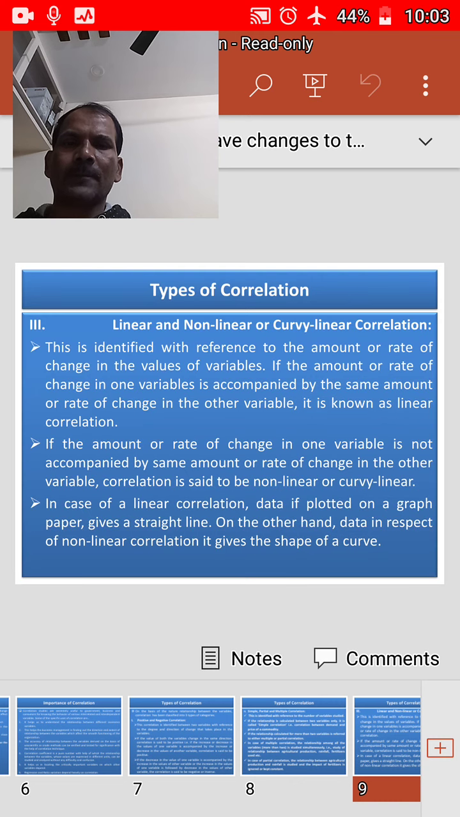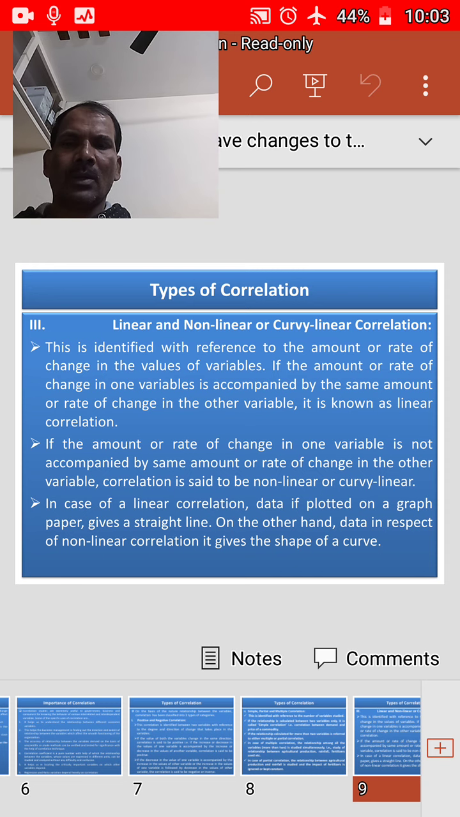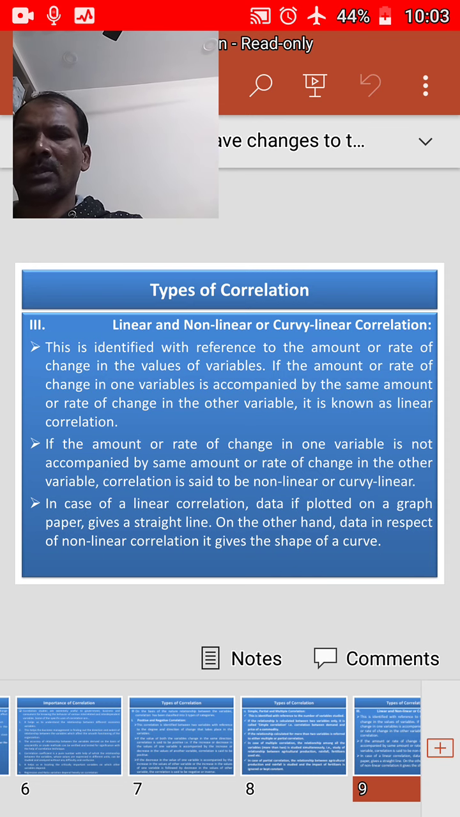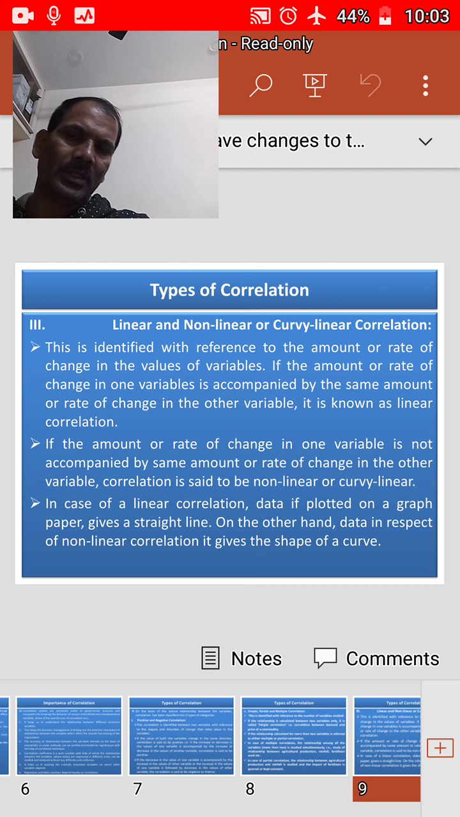Right. Next, the third type of correlation is linear and non-linear, or curvilinear, correlation. Linear and non-linear correlation is identified with reference to the amount or rate of change in the values of variables. If the amount or rate of change in one variable is accompanied by the same amount or rate of change in the other variable, it is known as linear correlation. That means that they are moving in the same pattern.